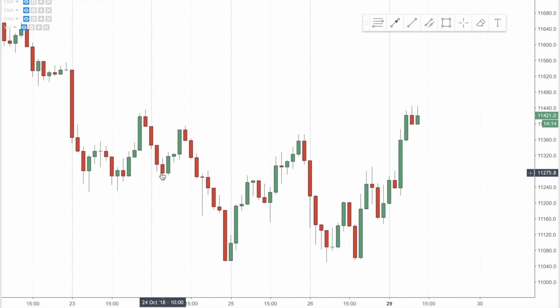Well, as I explained in the previous videos, we're looking for the context, we're looking for the pullbacks, and a tool to do that is to count the bars. What we're counting is actually the attempts to go one way or the other.